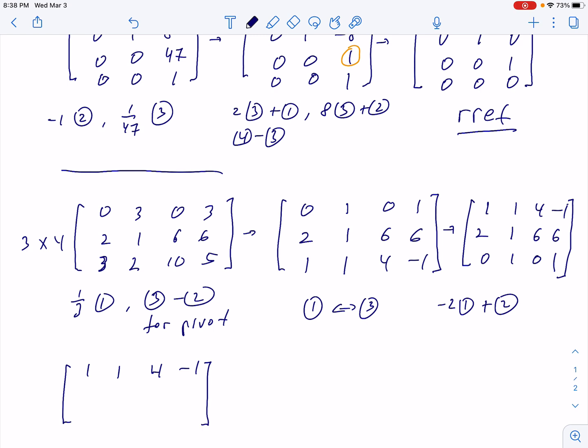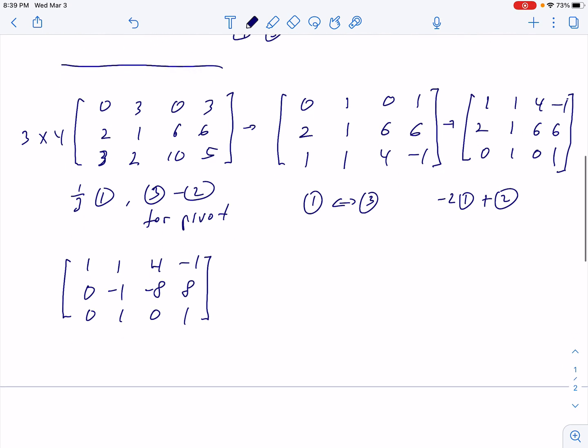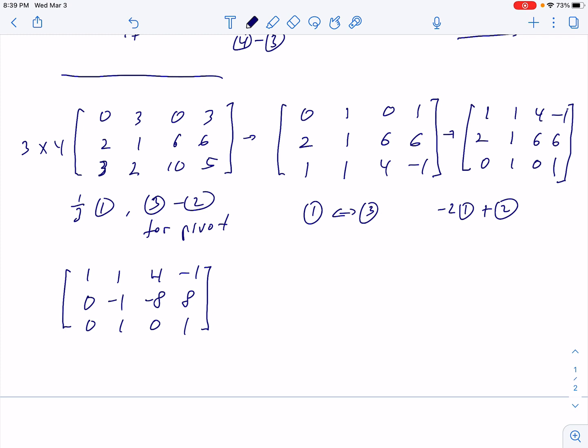Okay, and then we have 0, negative 2, negative 1 in the second position, negative 8, negative 2 here, and, yeah, plus 8. And 0, 1, 0, 1, no change here. Okay, first column is reduced. Now I'm moving to the second column.